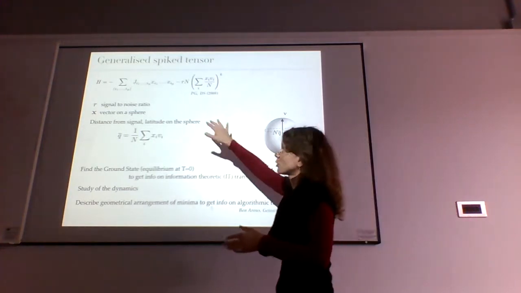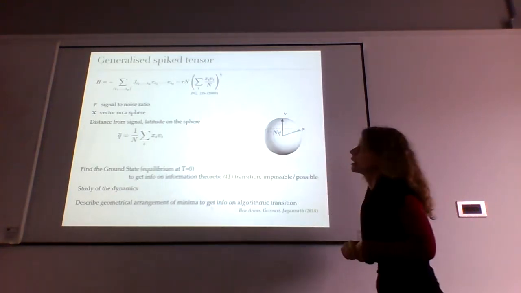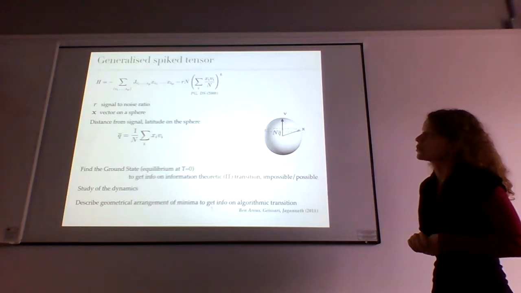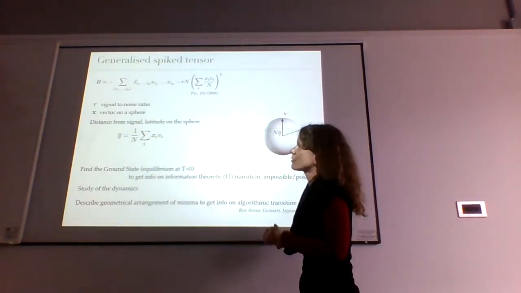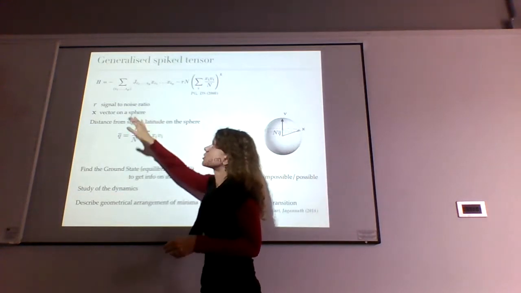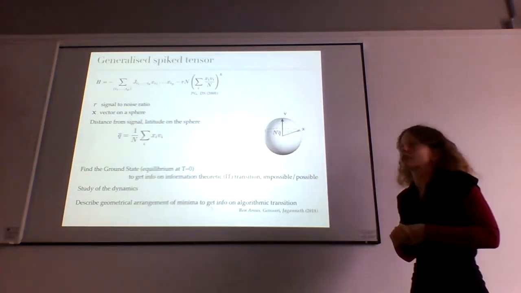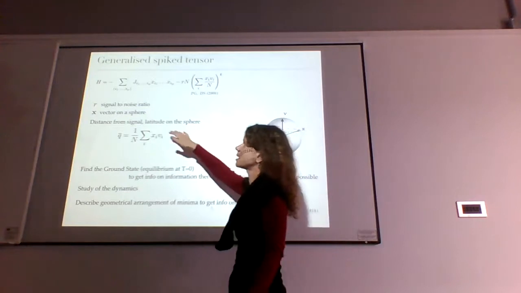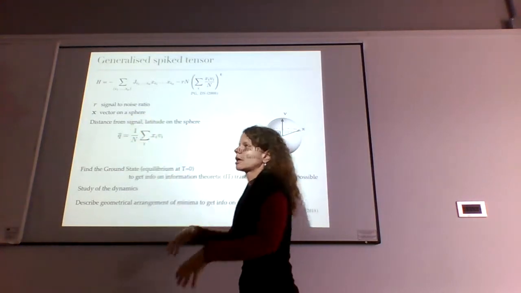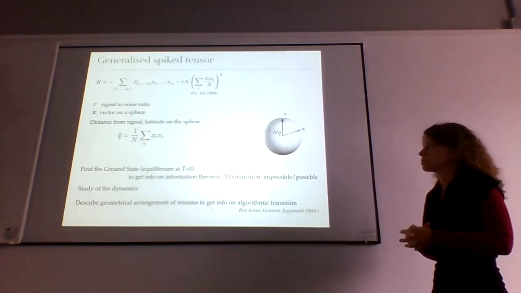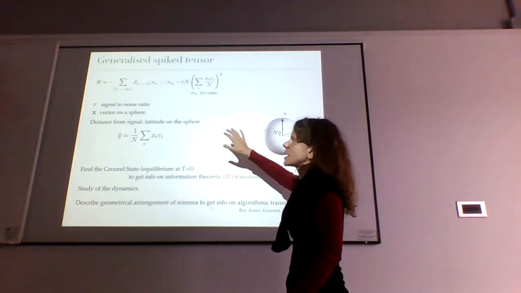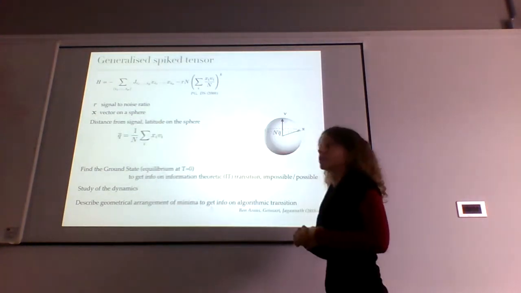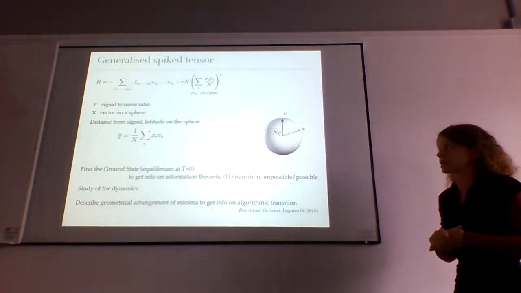So this is what we were looking at in our first work about this problem. So I recap, there is the signal-to-noise ratio, and what we are doing is finding the minimizer of this Hamiltonian on a certain space, which is this multidimensional sphere, and the space is the one that is defined by the prior itself in the Bayesian setting.